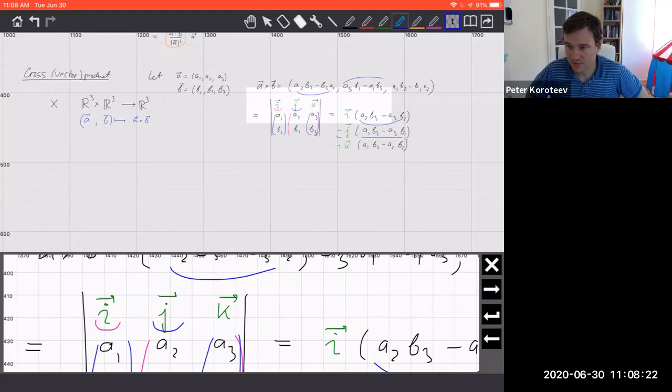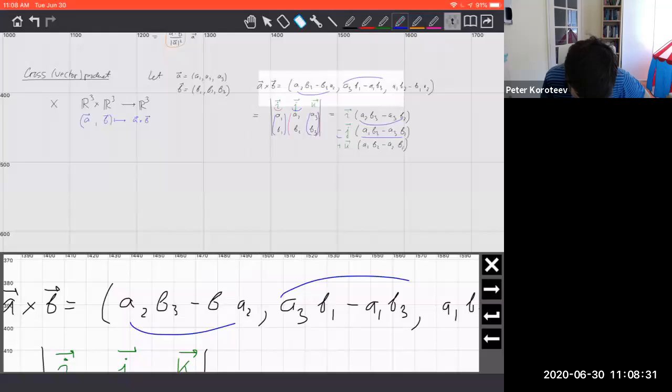For the a vector times b vector, you wrote A2B3 minus B3. Oh, second. Yeah, thank you. It's backwards. It should be minus B2A3.